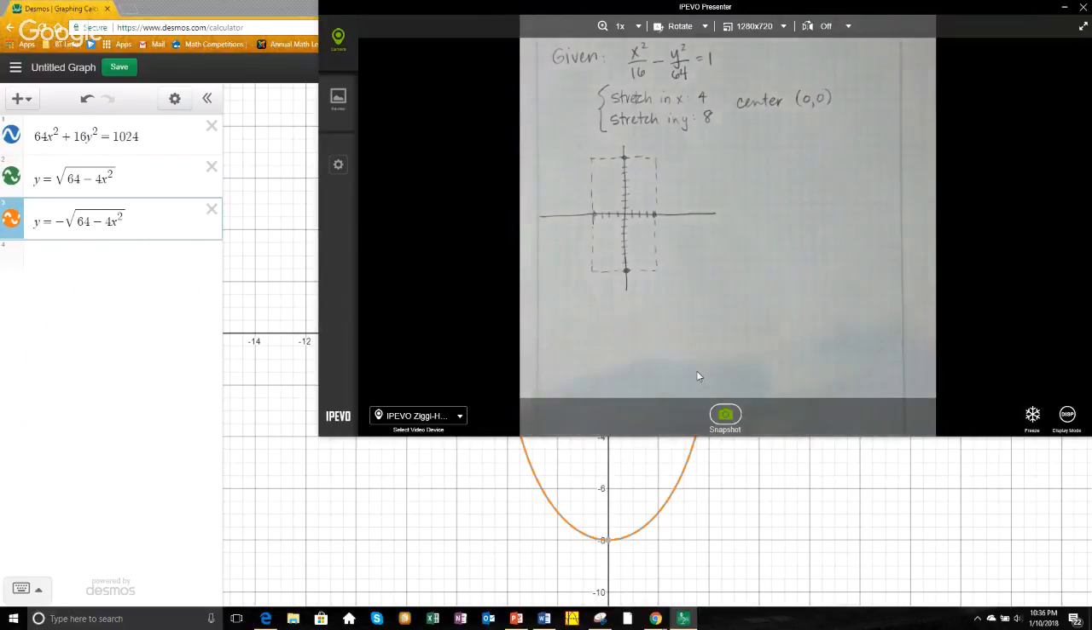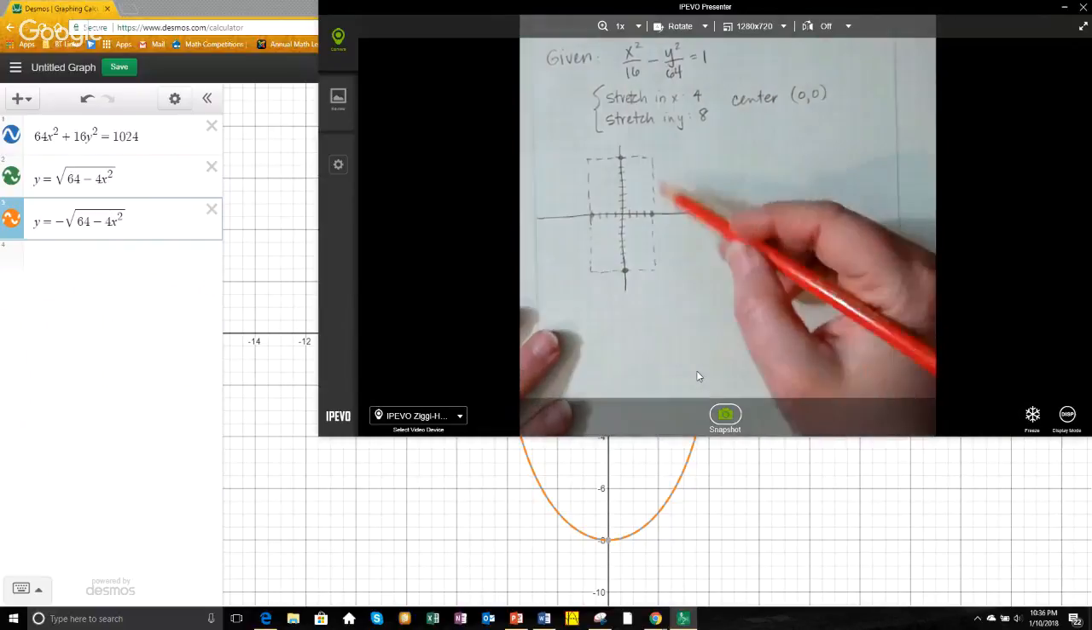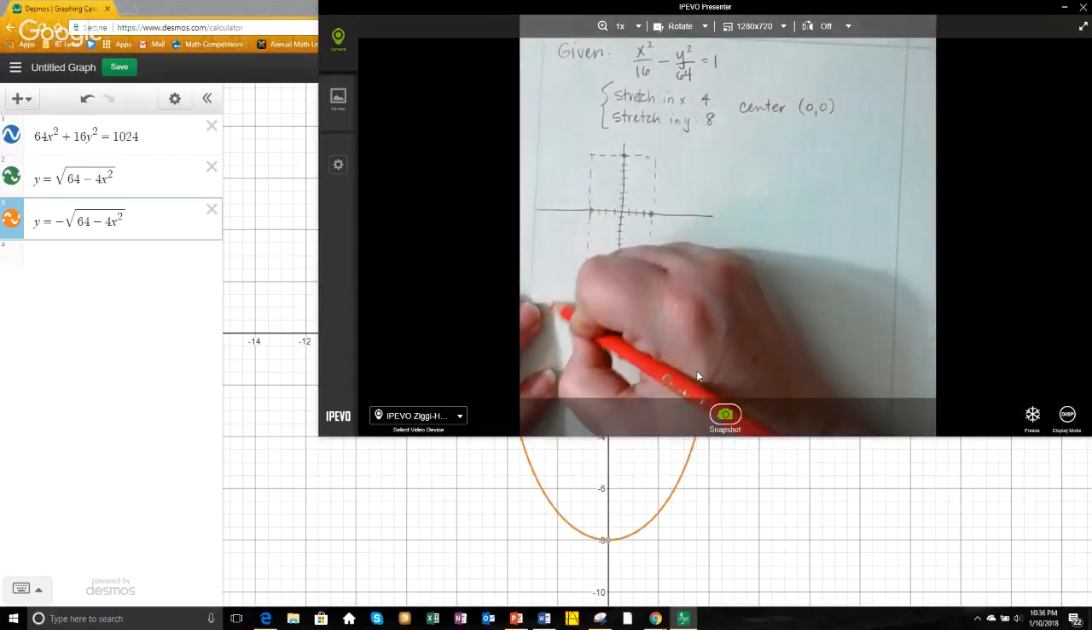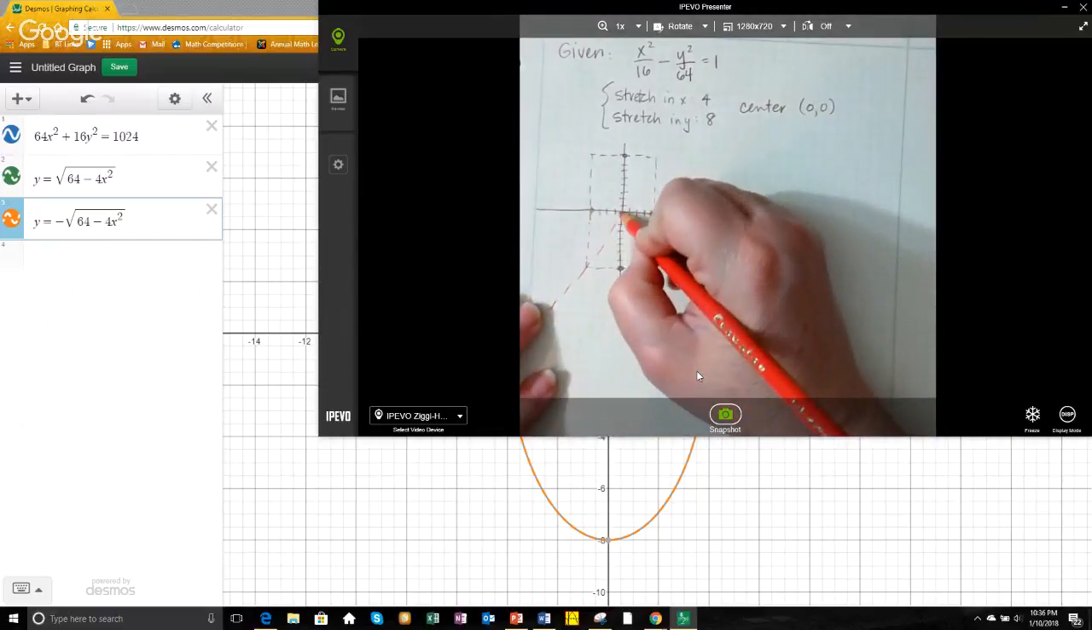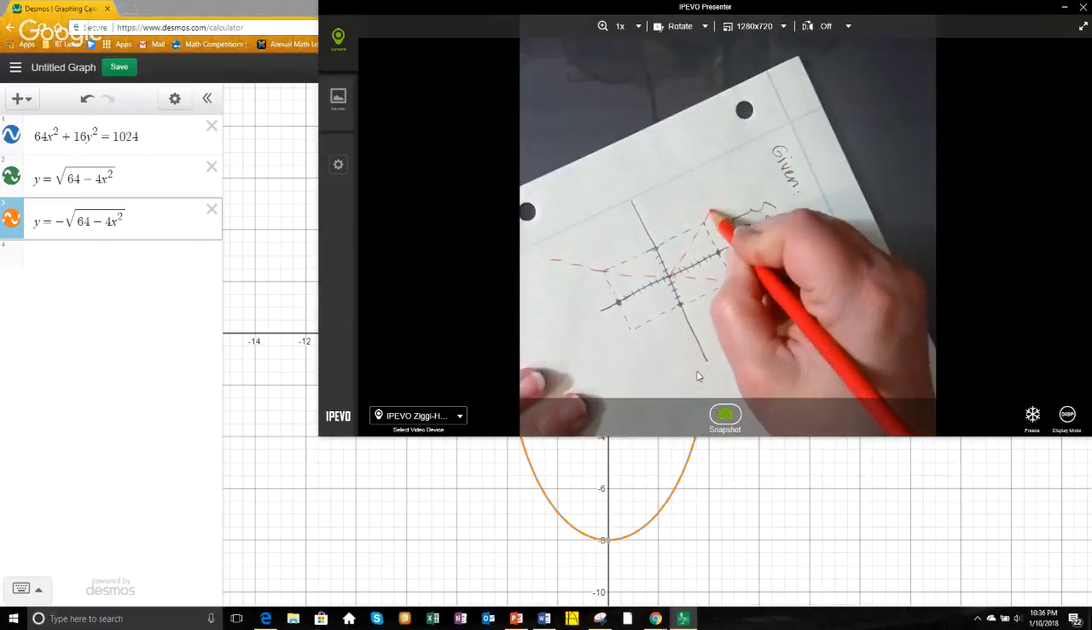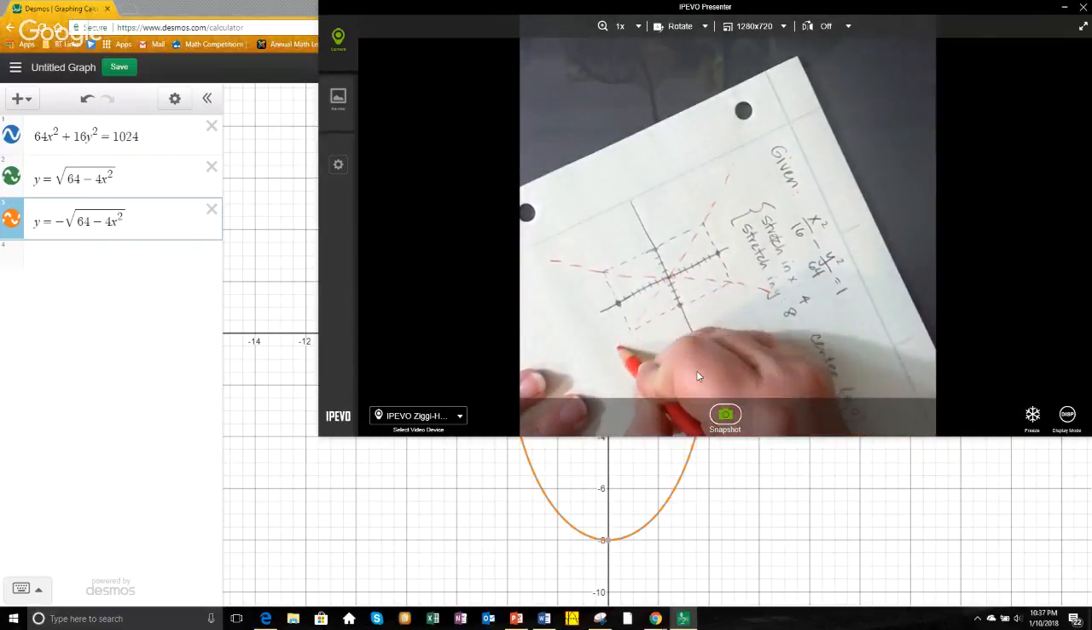Okay, and to set up the asymptotes, you're going to draw through the center and the corners of the box. So the asymptotes for the hyperbolas are going to go through the corners of the box and the center. There you go.